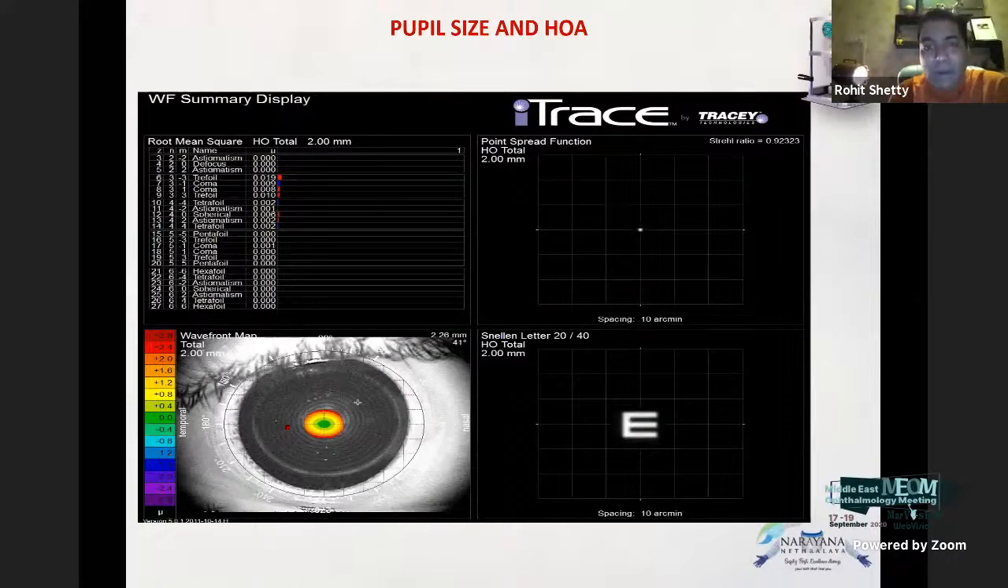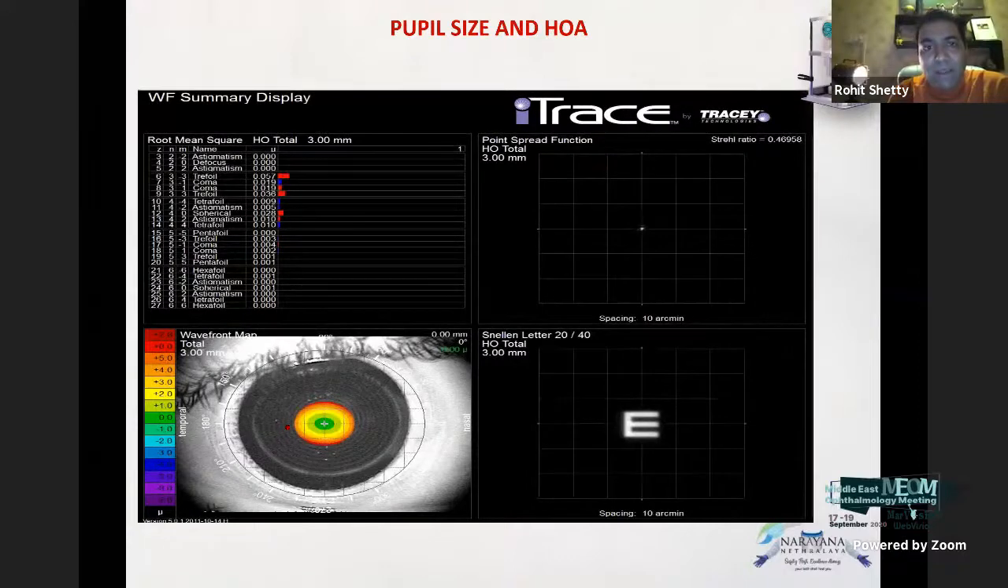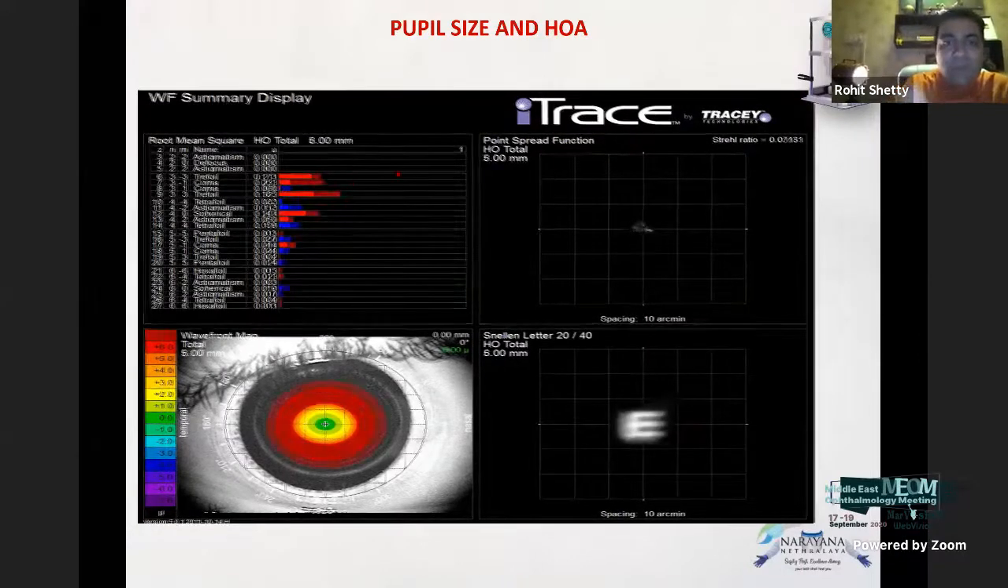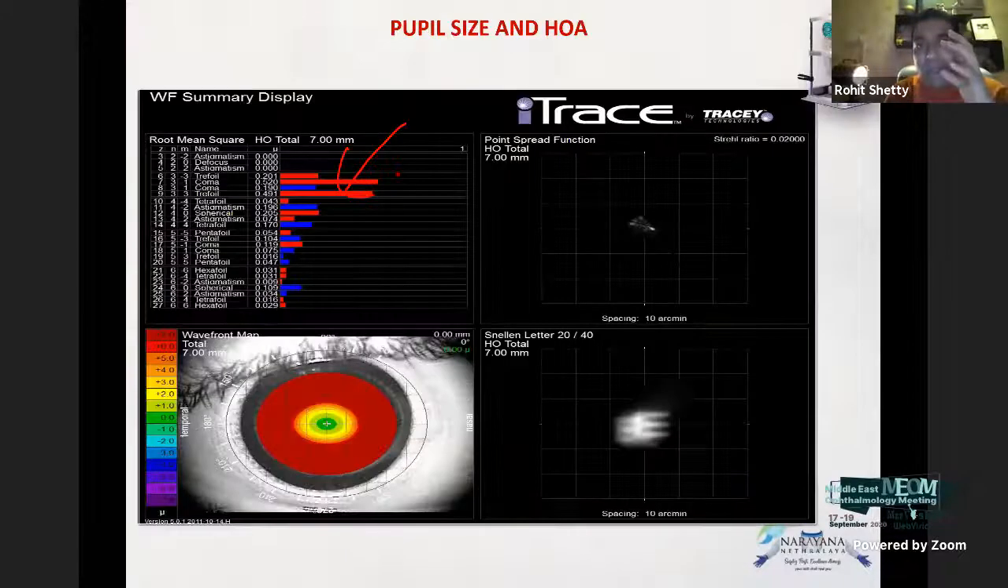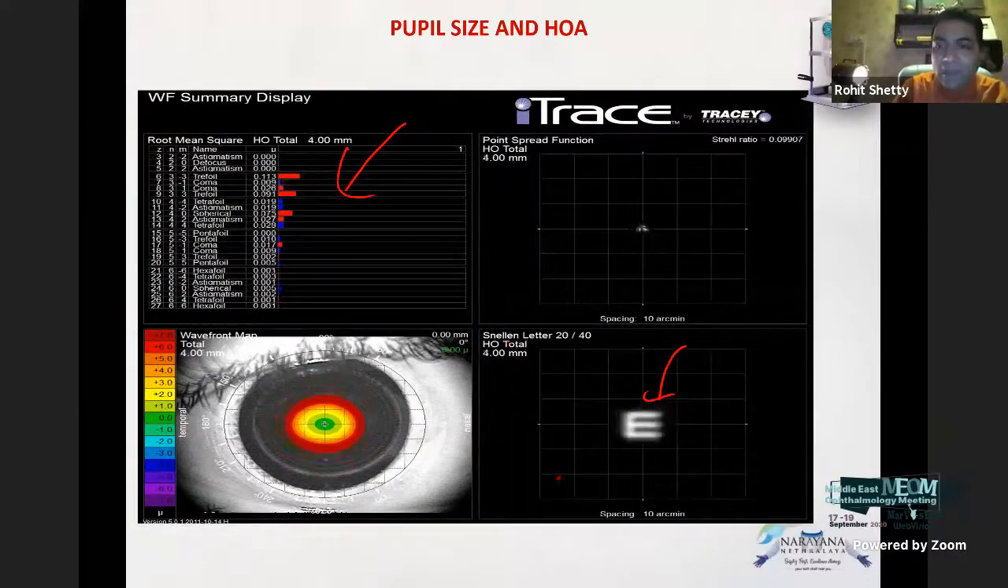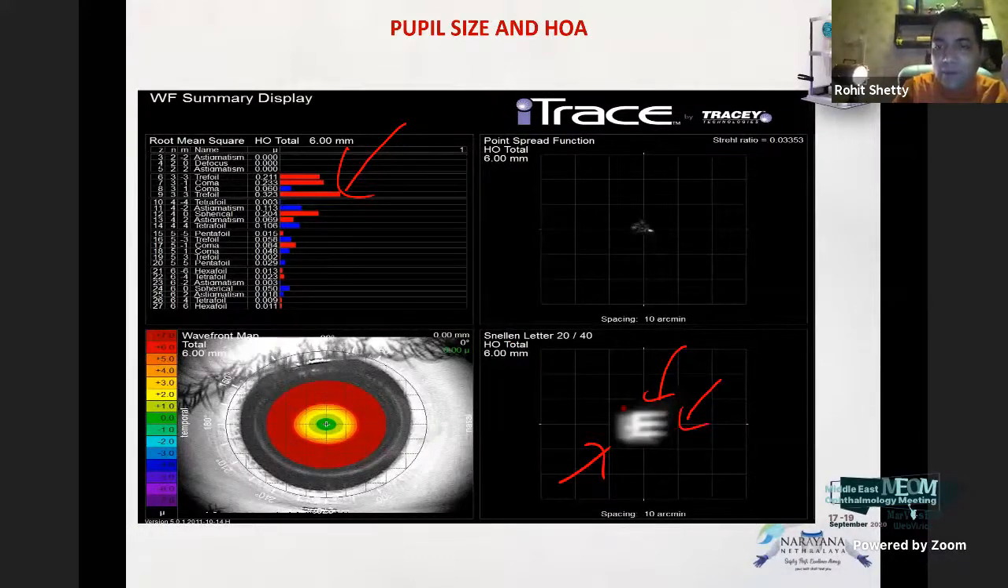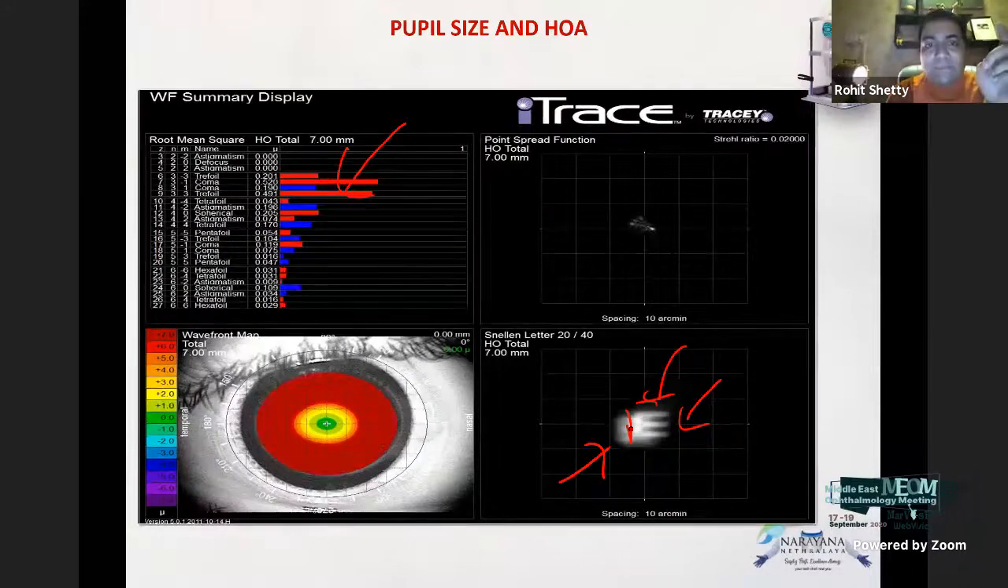Why is pupil important? As the pupil size increases, you can see the aberration increases. So you have to be very careful, especially in a patient who has a high aberrometry. When the pupil is smaller, you have one image out here. As the pupil becomes 6 millimeters or larger, you have two images here. So it classically explains, even in a healthy person, how the pupil plays a very important role, and this has to be factored in when you're doing your surgery.